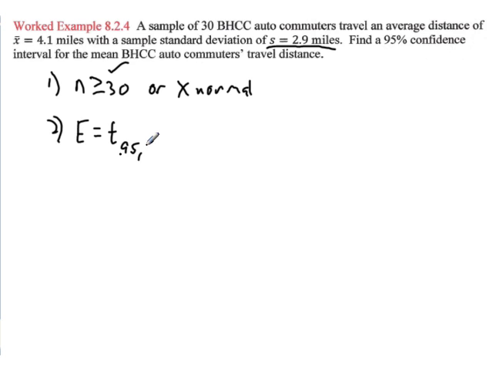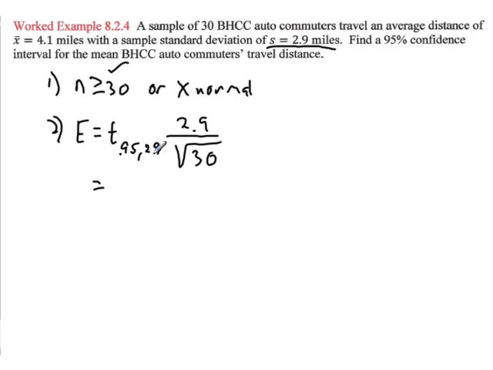I like to indicate the degrees of freedom when my critical value is a t by putting it right downstairs along with our confidence level. So it's t.95 comma 29. Now we multiply by standard deviation over root n as we normally do. It's just that the standard deviation comes from a sample, that's all. Divided by root 30.